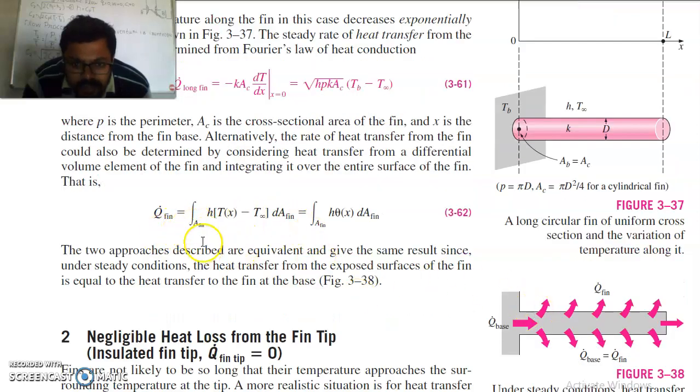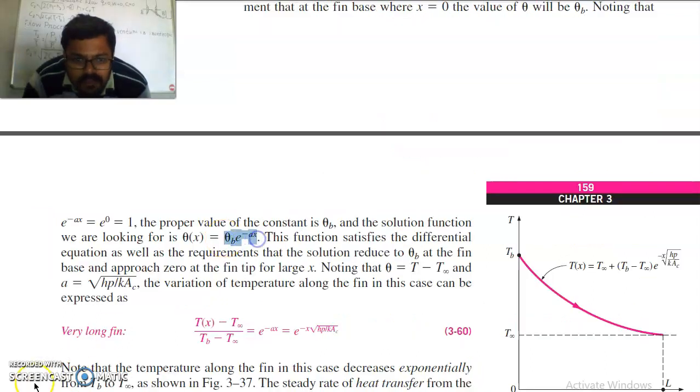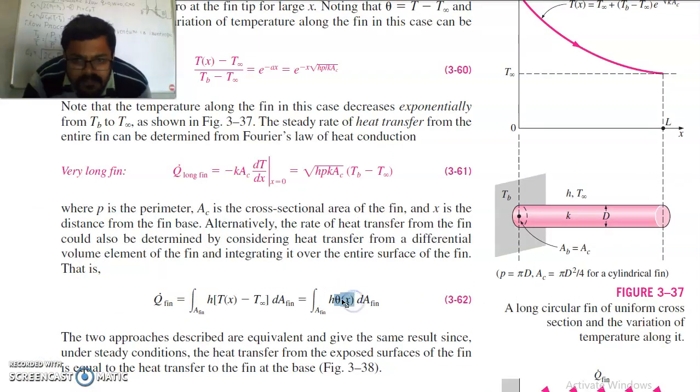to the integration over the area of the fin of h, the convective heat transfer coefficient, into T(x), the temperature at any location of the fin, minus the surrounding temperature, into dA fin, and it will become equal to h, so that is your theta(x) into dA fin. So put the value of theta(x), which is theta b e raised to the power minus mx, and after integration you will get this equation: under root hP kAc into (Tb minus T infinity).